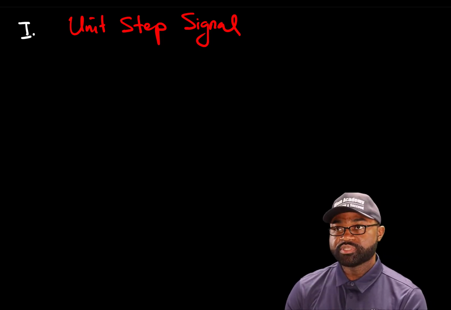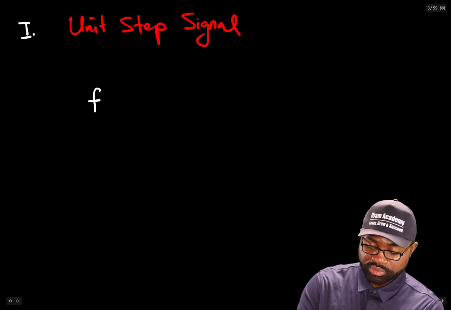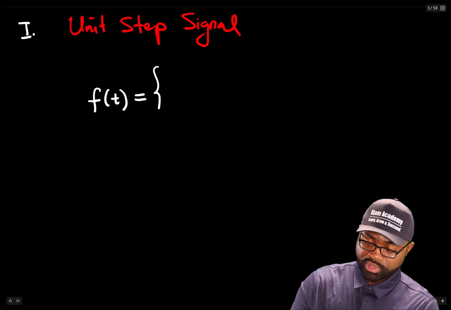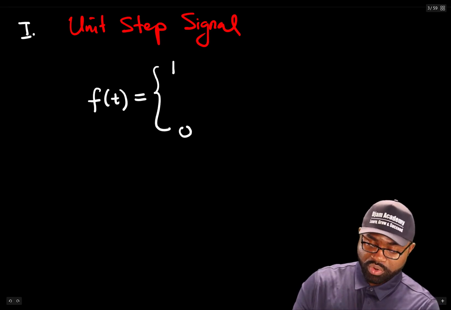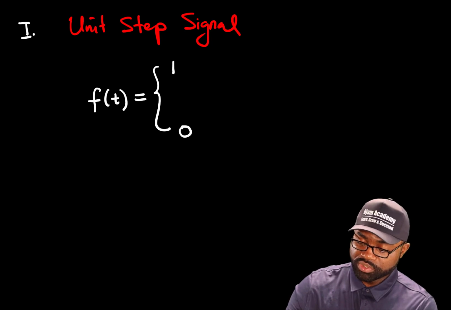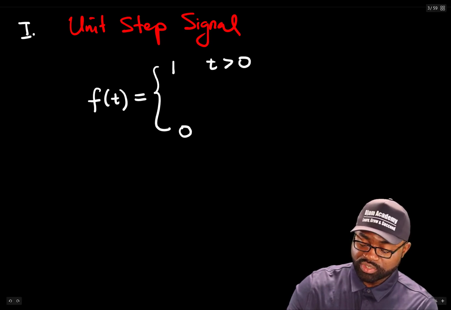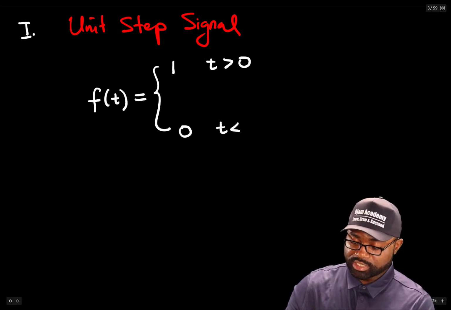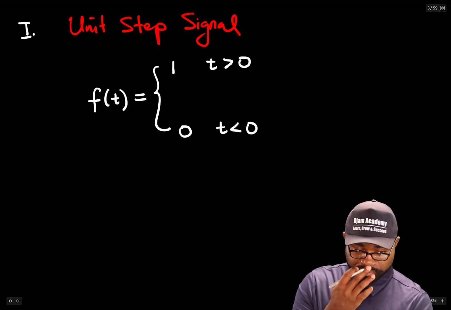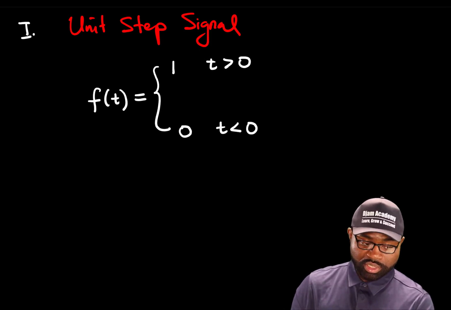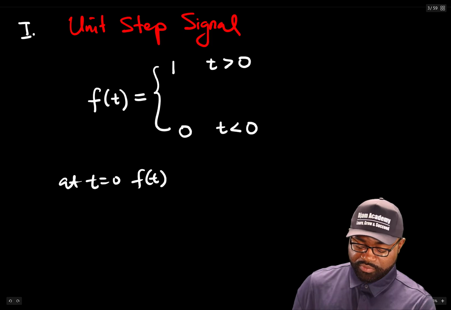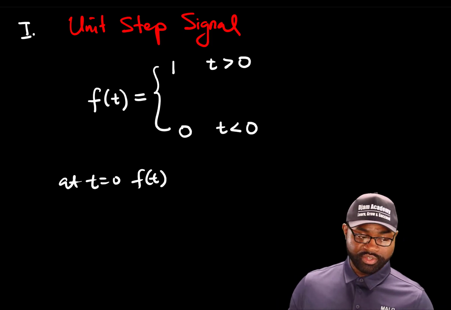Now, a unit step signal is represented by a function f of t, and that function f of t can take only two values. It could either be 1 or 0. When t is greater than 0, the function will take the value 1, but when t is less than 0, the function is 0. You should also note that at t equal to 0, that function f of t is discontinuous and undefined.